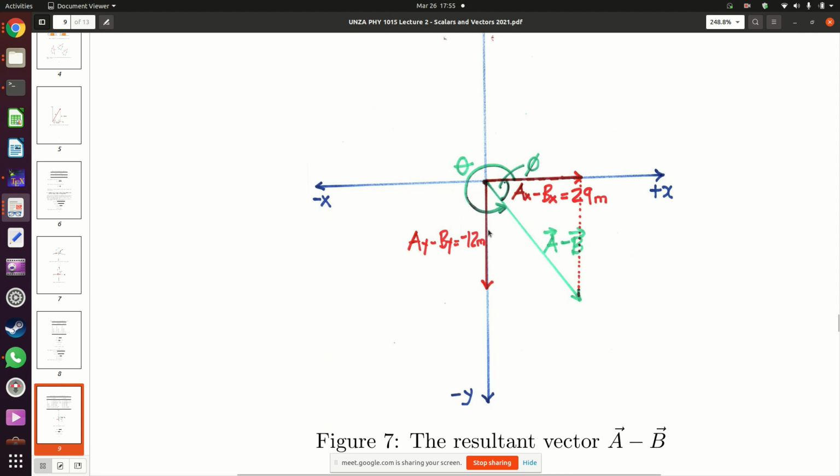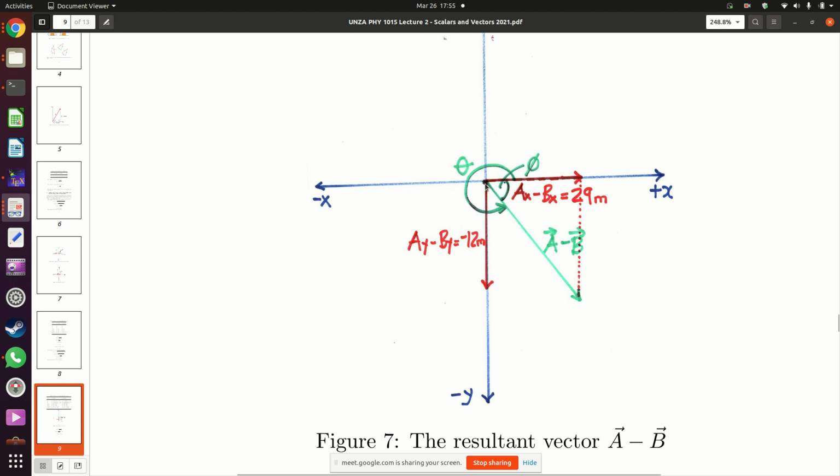If we get this one, ay minus by, we shift ay minus by to the end of ax minus bx, so that we move, and it's going to become this dotted line. We have not changed anything because the size is minus 12 meters, and the direction in which it's pointing is the same as the negative y-axis. So the direction is the same, the size is the same. So ay minus by has not changed. You have just shifted it to where it is.